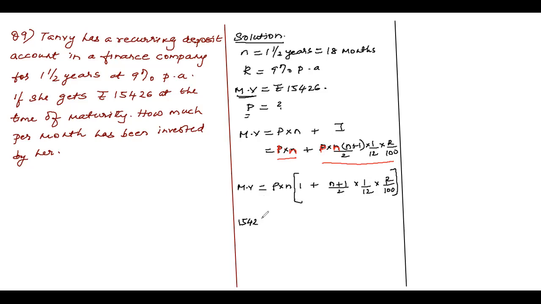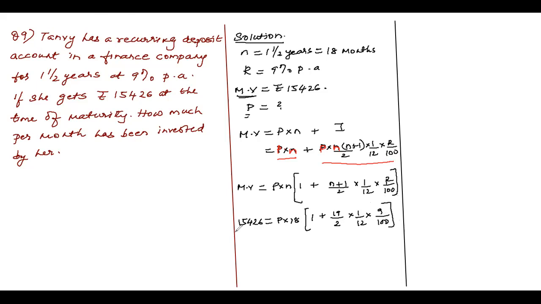15,426. P, I don't know. But N, I know. N is how much, children? 18 months. So inside the bracket, 1 plus, what is this? 18 plus 1, 19 upon 2, into 19 upon 2, into 1 by 12, into R. R is how much, children? R is 9. 9 upon 2, 9 upon 100.